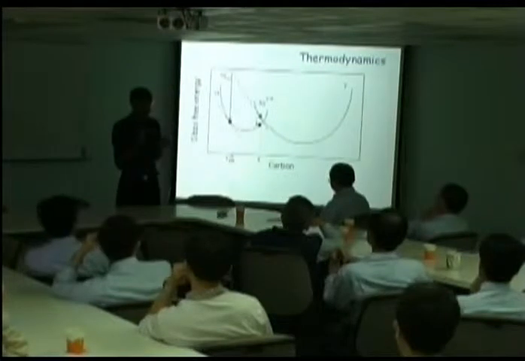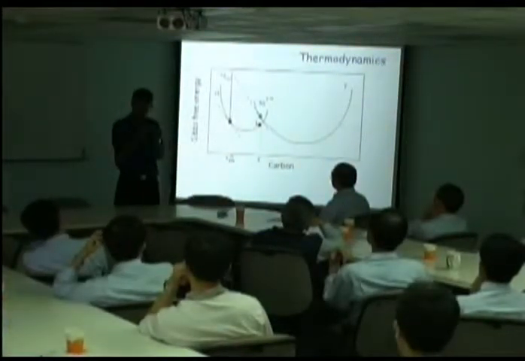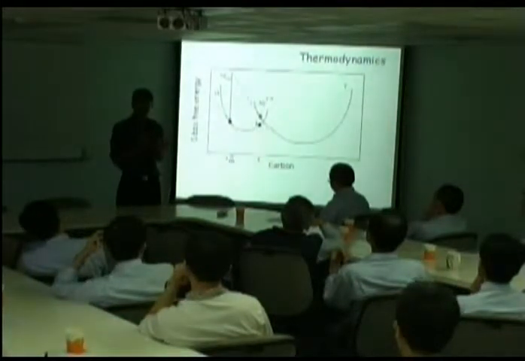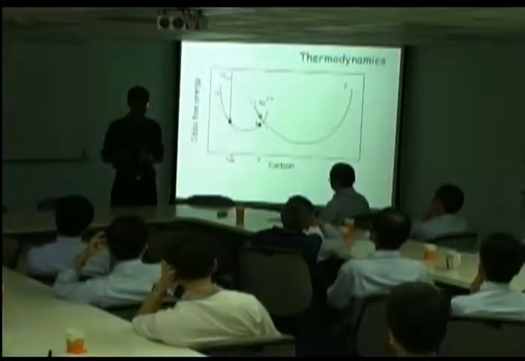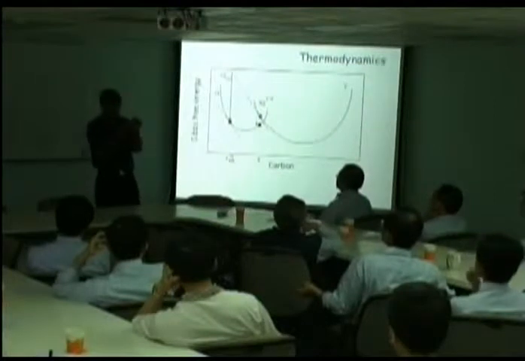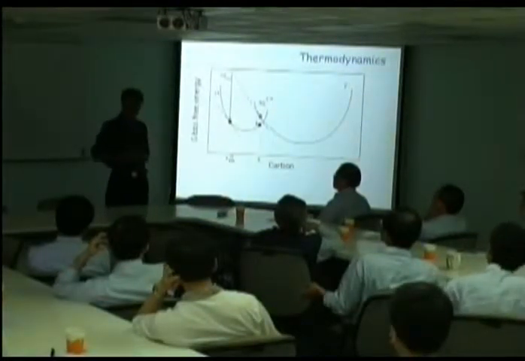Because the nucleus is completely different from a grown particle. The surface takes up a huge amount of free energy. So it may be the case that nucleation requires the diffusion of carbon, but growth does not. Okay. Because when you have a small particle, the surface is extremely important.